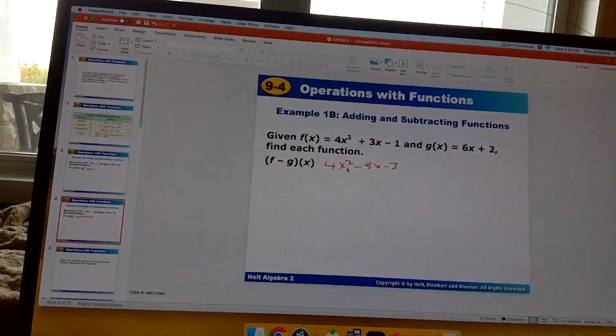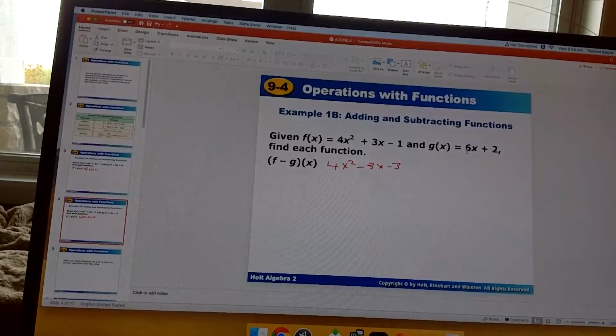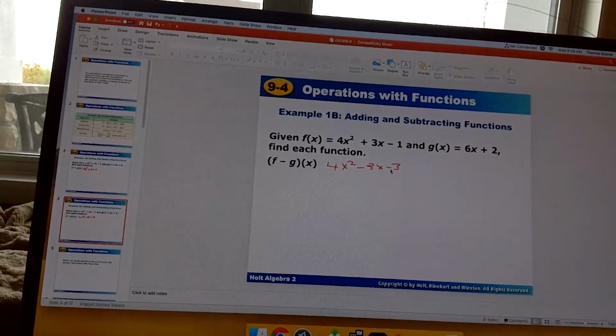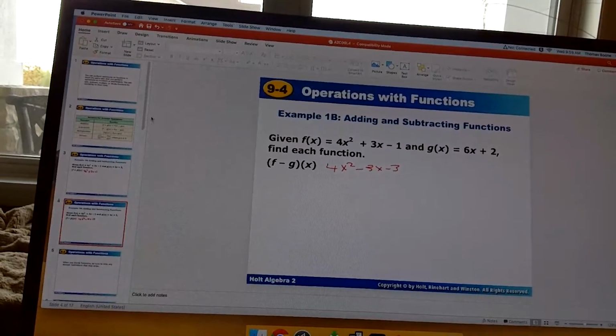Now, what happens if we subtract them? Well, again, nothing to subtract from the 4x squared, but if we go 3x minus 6x, that's negative 3x, and then negative 1 minus 2 is negative 3. So be a little careful with that subtraction. Those can get kind of tricky.